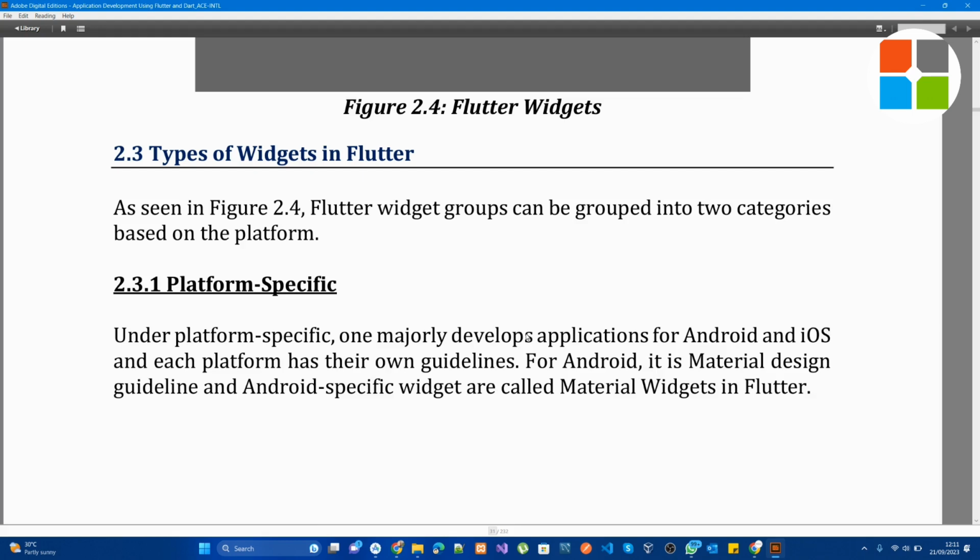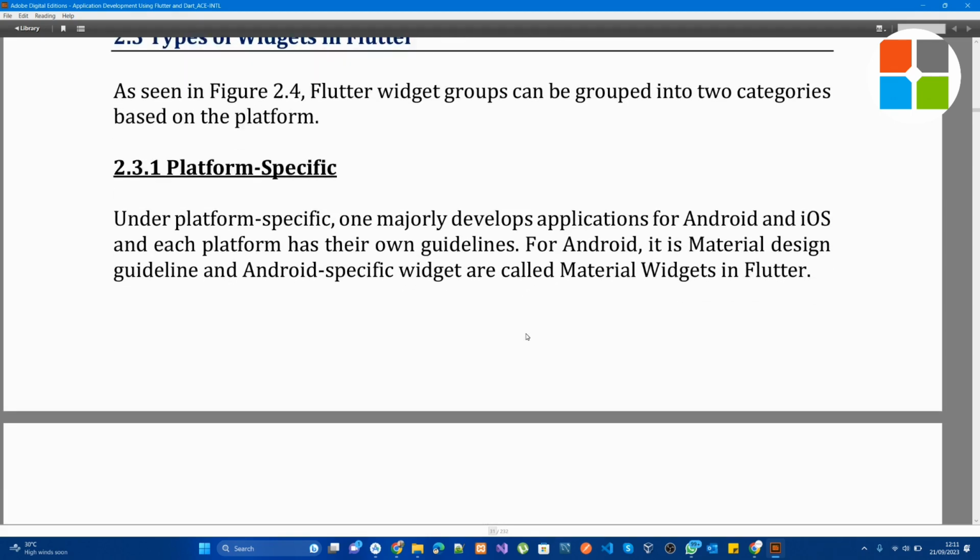For Android, it is called material design, right? If you have done some Android application, if you are coming from a Java background and you have written some code in Java with Android, you know what they call material design, specifically for Android. That's what material design does. So material design guidelines and Android specific widgets are called material widgets in Flutter. Material design for Android, but material widgets for Flutter, right?